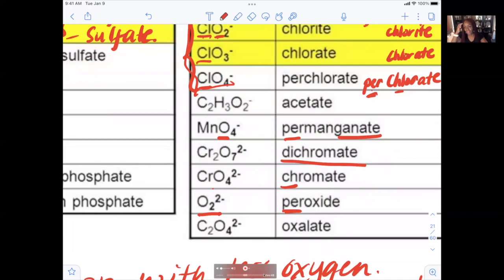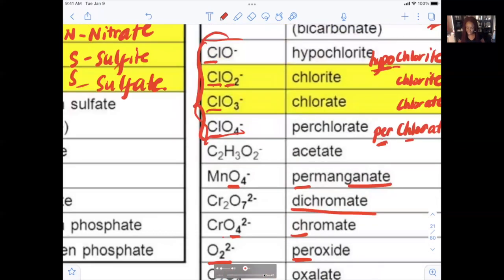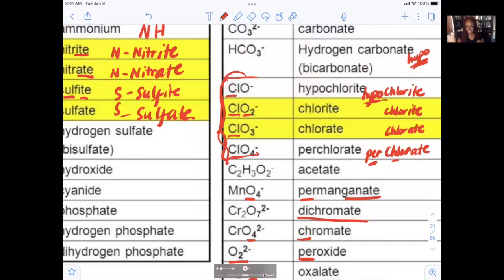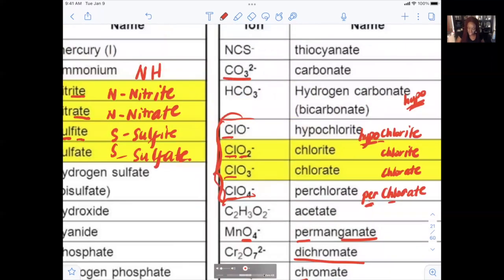So the nomenclature isn't logical to where they're consistent in the way they name it, because they didn't say perchromate here. They didn't say peroxalate. They didn't say that, right? So please don't try to use logic to memorize this. Just memorize it, okay? Because the way they're naming it isn't consistent. You want to make sure you know carbonate and all that stuff.